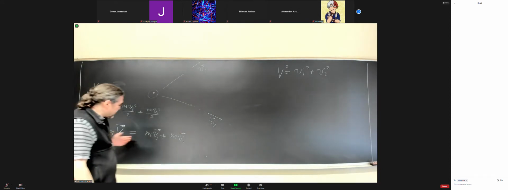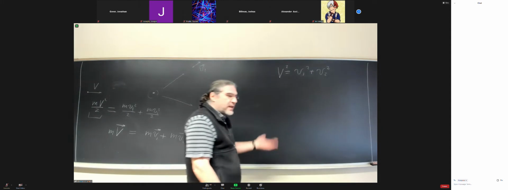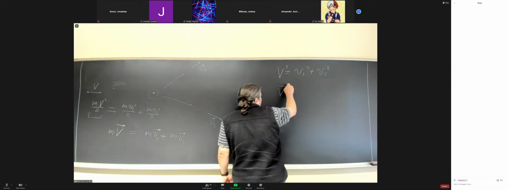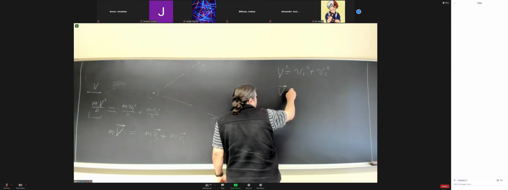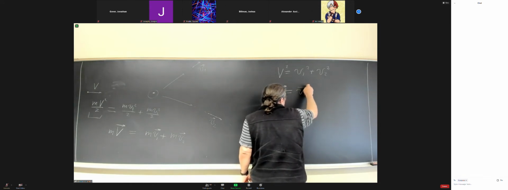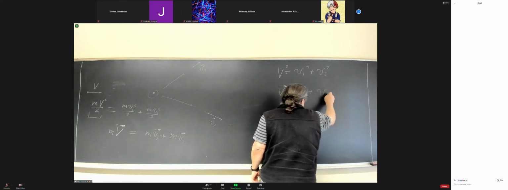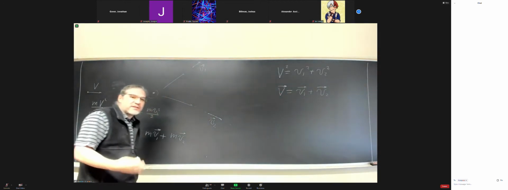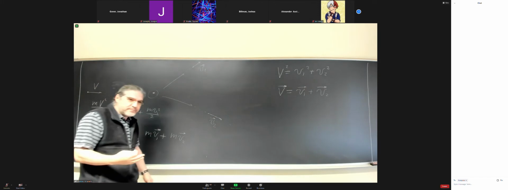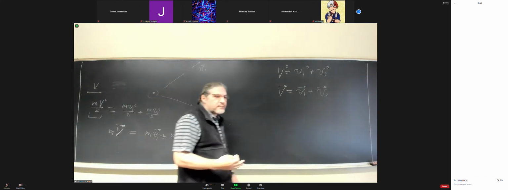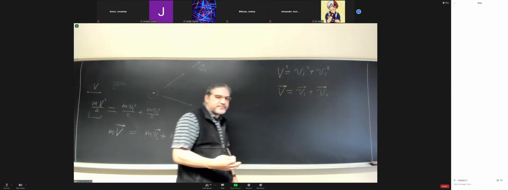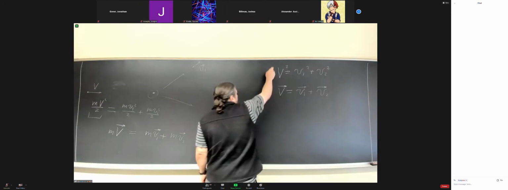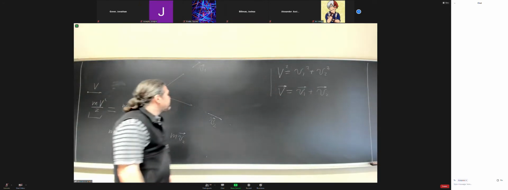Again, we see that the mass is the same everywhere, so we cancel it out. What we have then is capital V vector equals V1 vector plus V2 vector. Momentum is a vector. It's not a number. It has direction. Does that make sense so far? Yes. That is our two conservation laws.